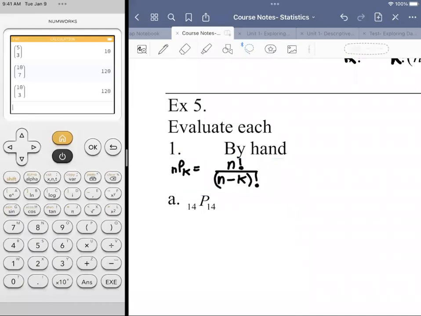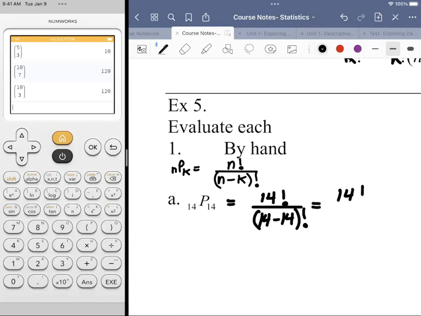I would write this as 14 factorial over 14 minus 14 factorial. All right. Now, it's not really an astonishing realization just yet. At the bottom, we have 14 factorial on the top, 0 factorial on the bottom.